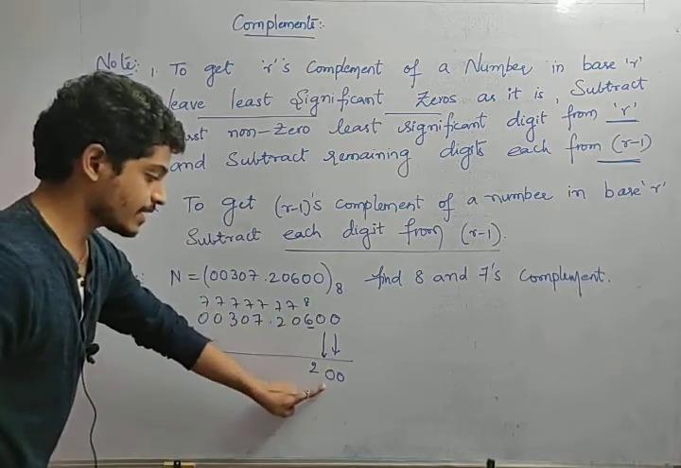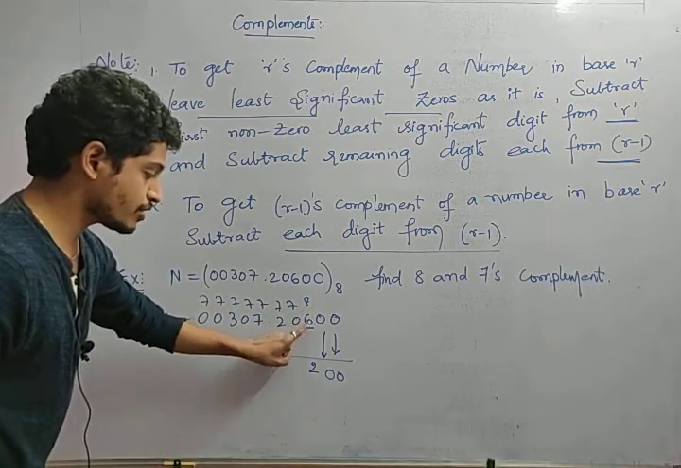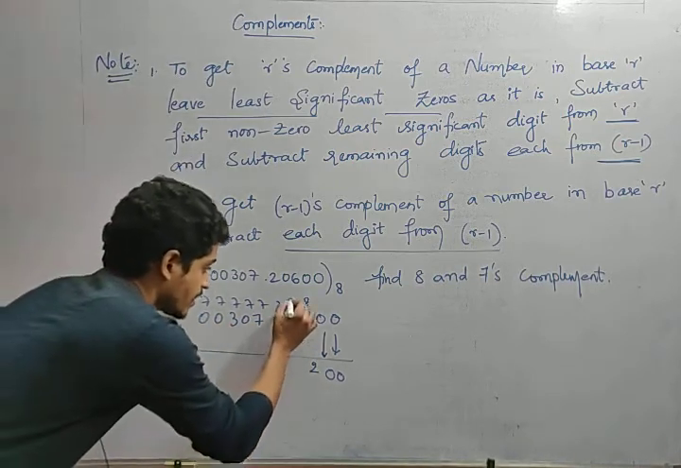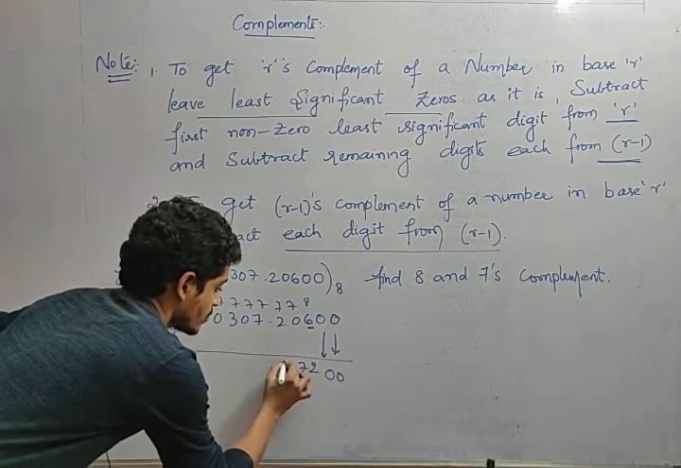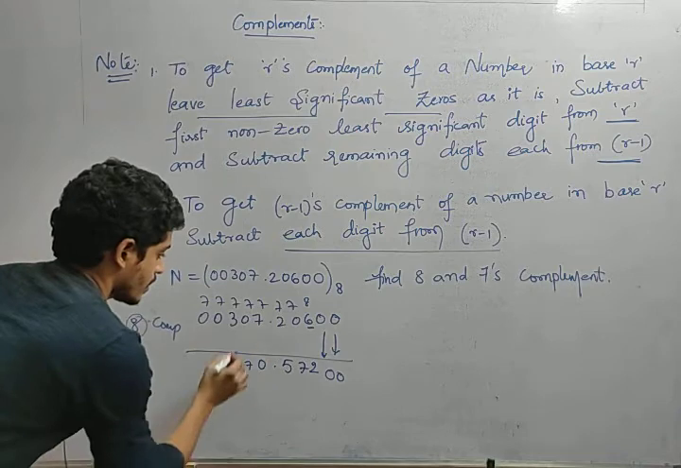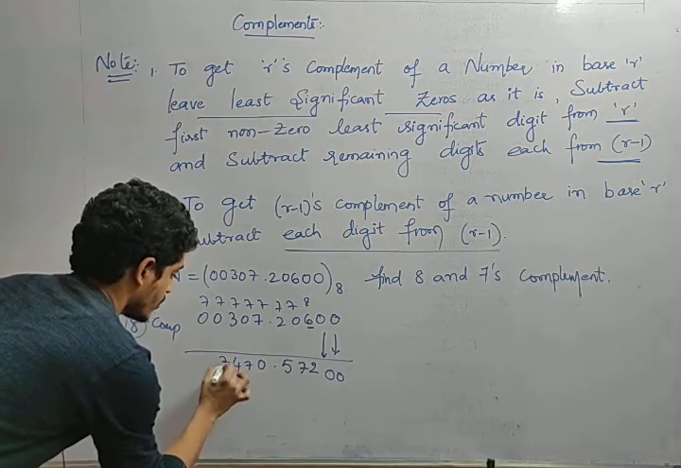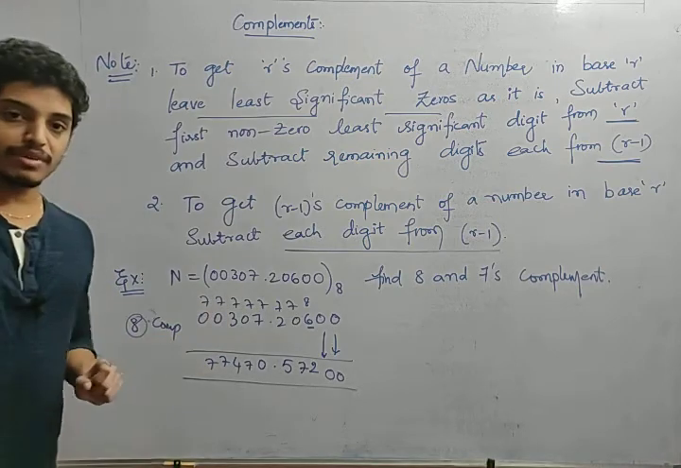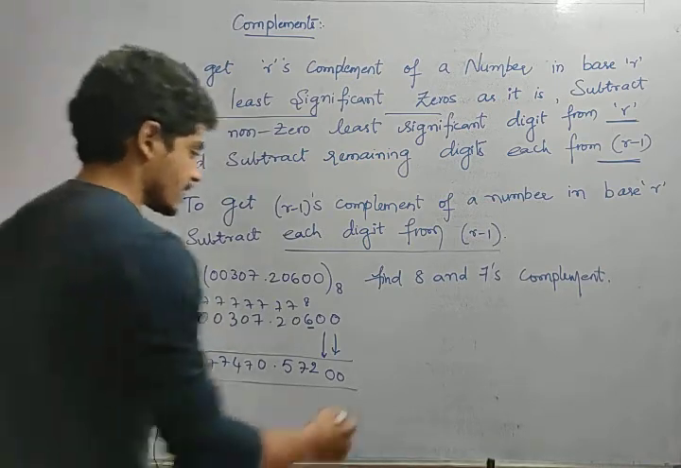Leaving the least significant zeros as they are, subtracting the first non-zero digit from R, and subtracting every other digit from R minus 1, what do we get? 7 minus 0 is 7, 7 minus 2 is 5, 7 minus 7 is 0, 7 minus 0 is 7, next 7 minus 3 is 4, 7 minus 0 is 7, 7 minus 0 is 7. This is the 8th complement for this number. Now let us see the 7th complement.